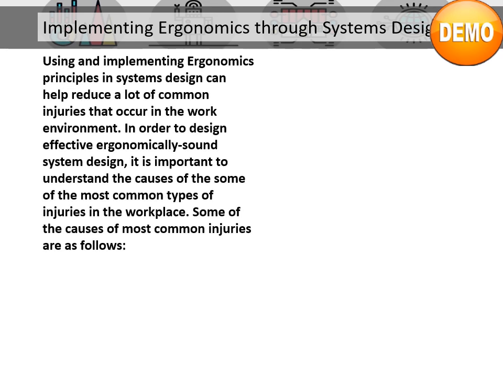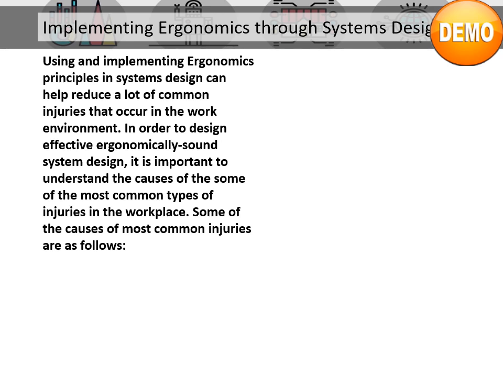Implementing ergonomics through systems design. Using and implementing ergonomic principles in systems design can help reduce a lot of common injuries that occur in the work environment. In order to design an effective, ergonomically sound system design, it's important to understand the causes of some of the most common types of injuries in the workplace.